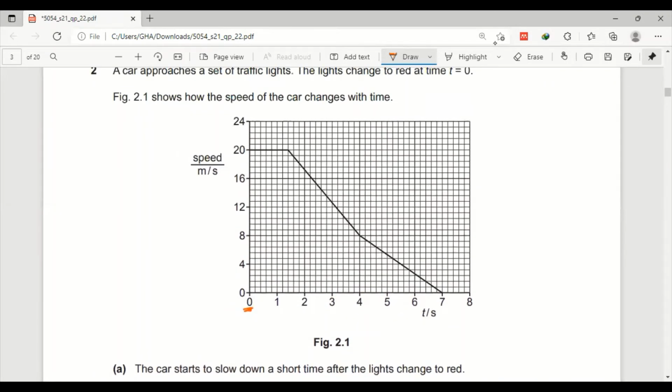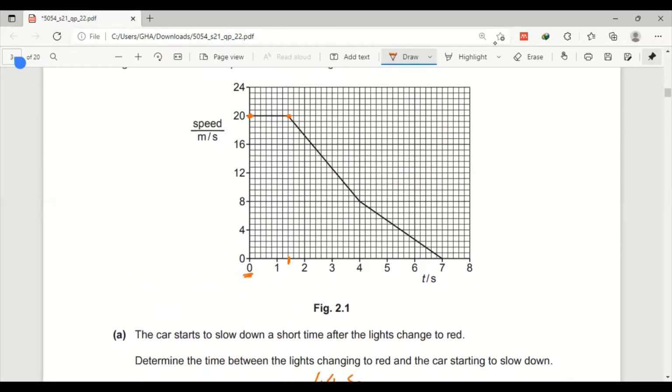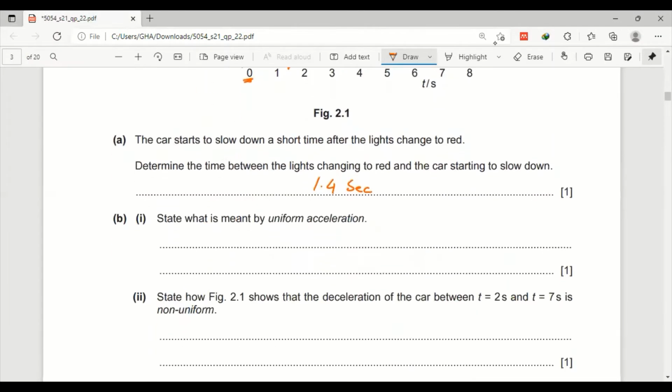So we have to record this time and this time. So this time is 1.4. Yes, this is 1.4 seconds. So that is the time for this horizontal line, because the brakes start at this point.